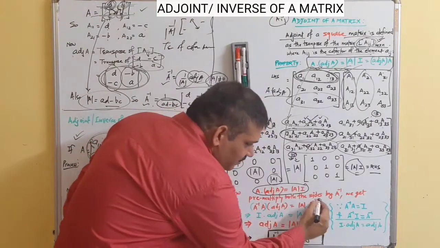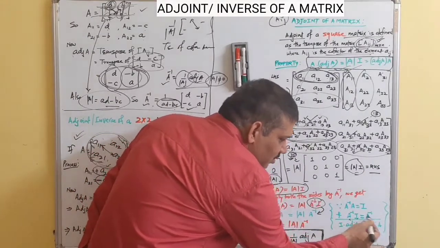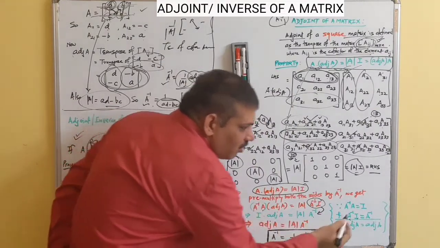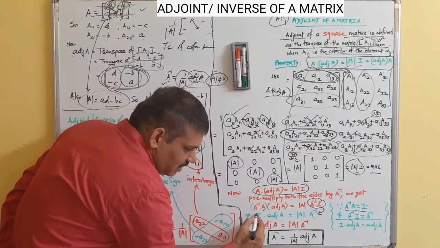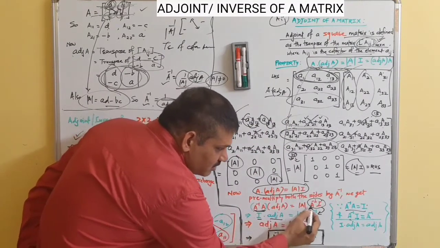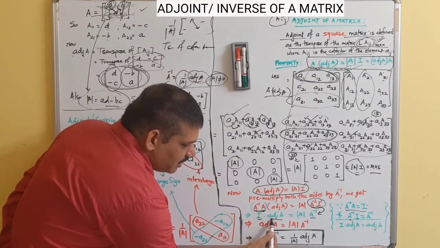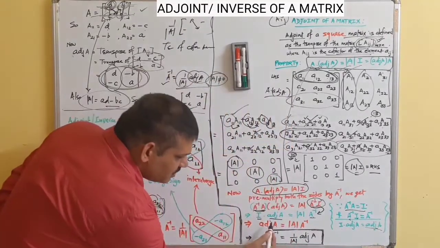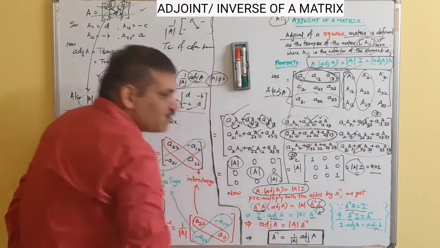Anything multiplied by I is equal to itself. Here A inverse into A is a unit matrix, that is the identity matrix, so I into adjoint A is equal to determinant A times A inverse into I, which is A inverse. Any matrix multiplied by I is the matrix itself, so this will be equal to adjoint A. So adjoint A is equal to determinant A times A inverse.